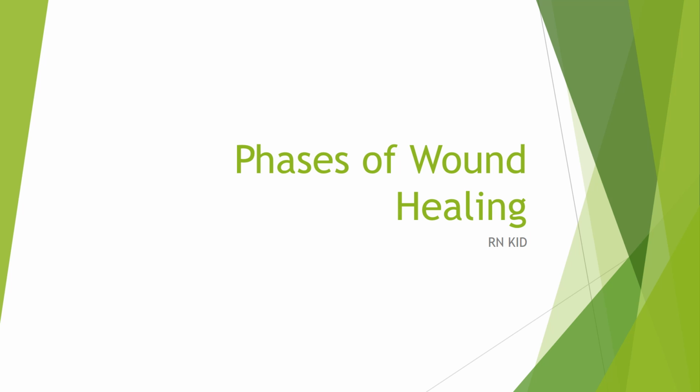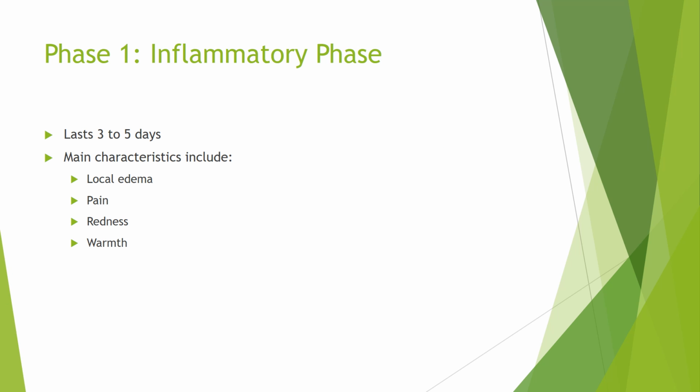So in this video, we're going to discuss the three phases of wound healing. So the first stage that happens immediately after a wound has been created is the inflammation stage. This stage lasts 3 to 5 days, and it's basically the immune system response, which includes local edema, pain, redness, and warmth.